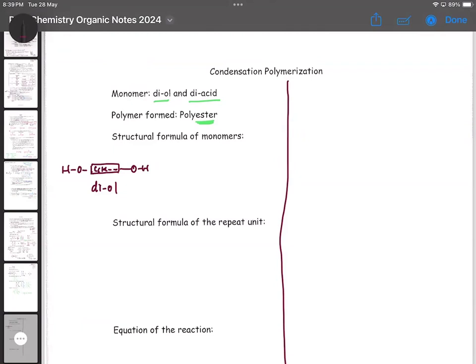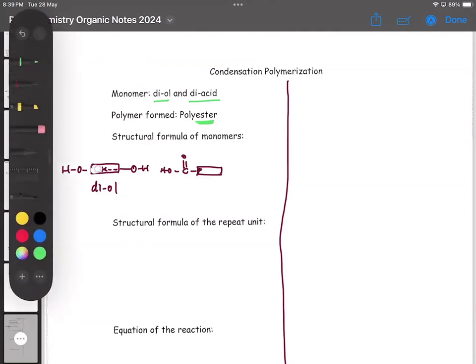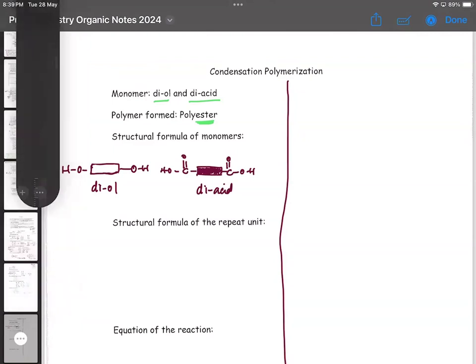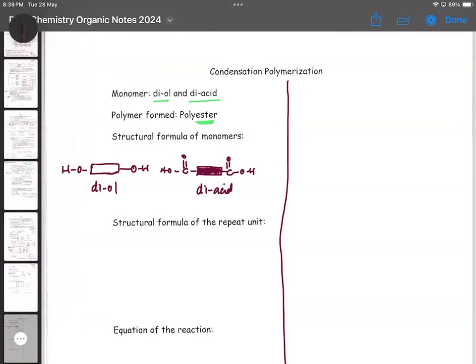Now, the acid is the same thing. C double bond OOH. Diacid means that you have two acid groups, and there's also a box here. So we have a white box here and a black box for the acid, just to distinguish them. The black box is for the acid, the white box is for the diol. This is our diacid. Just remember, in real terms, the boxes have a formula, with carbon something inside.